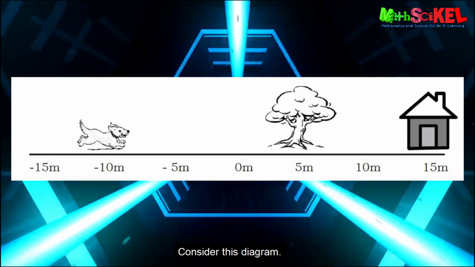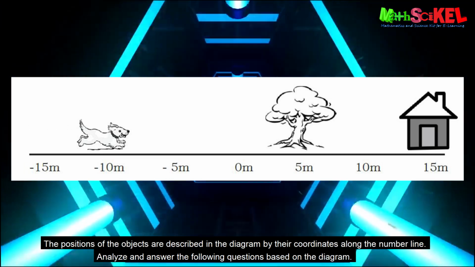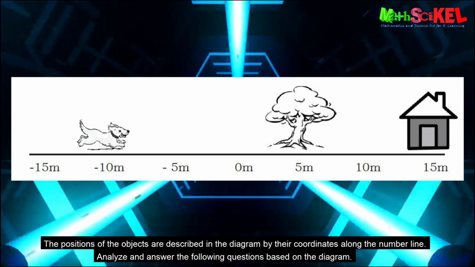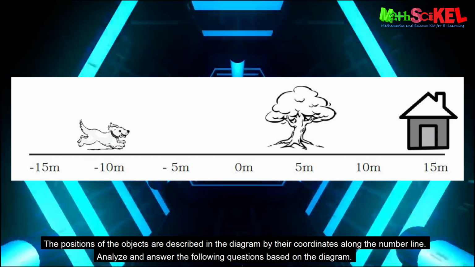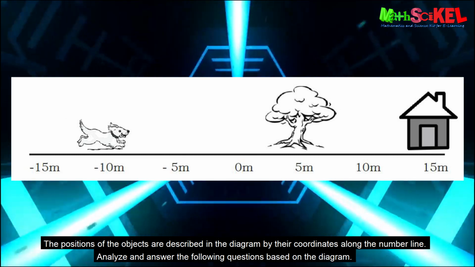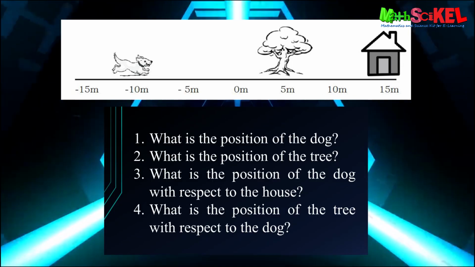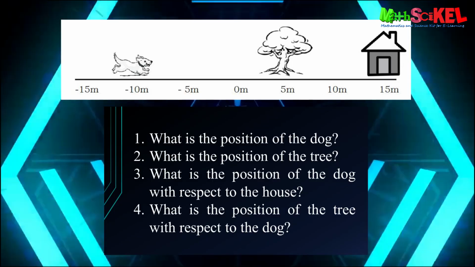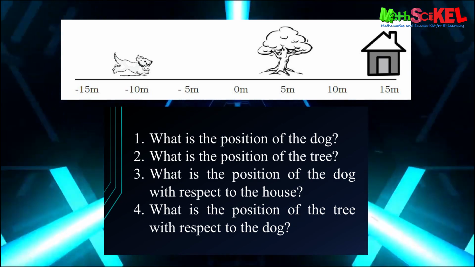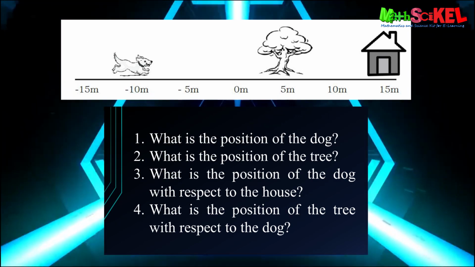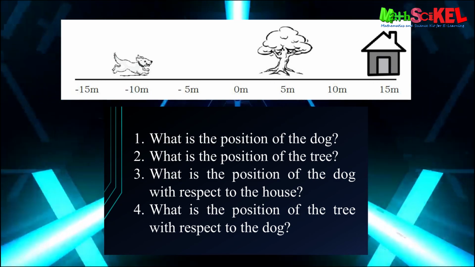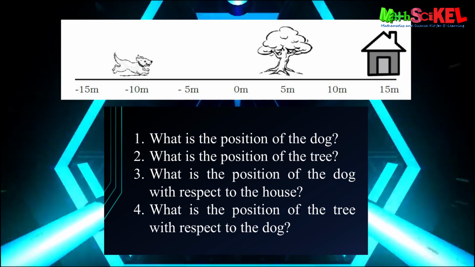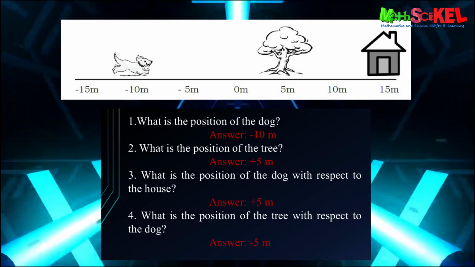Consider this diagram. The positions of the objects are described in the diagram by their coordinates along the number line. Analyze and answer the following questions based on the diagram. 1. What is the position of the dog? 2. What is the position of the tree? 3. What is the position of the dog with respect to the house? And 4. What is the position of the tree with respect to the dog?